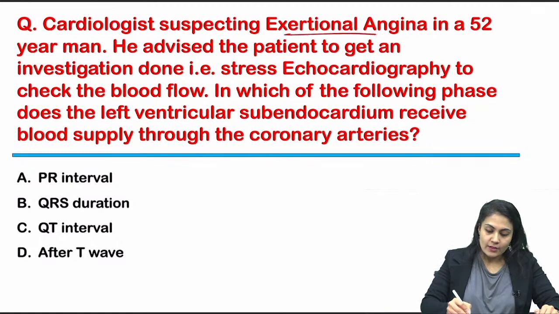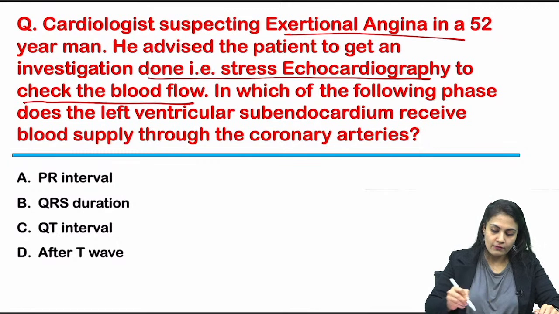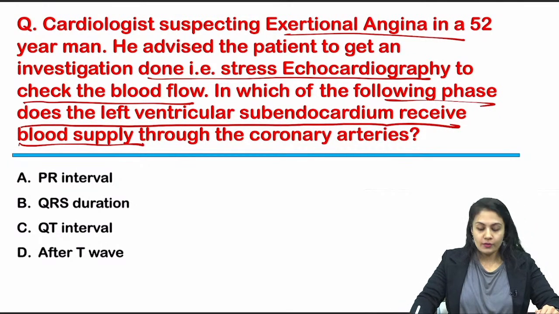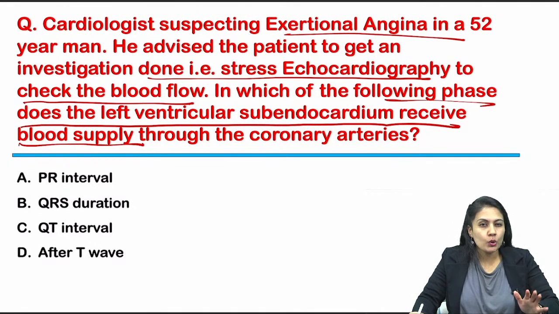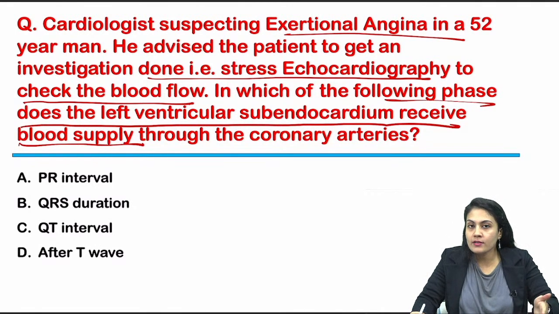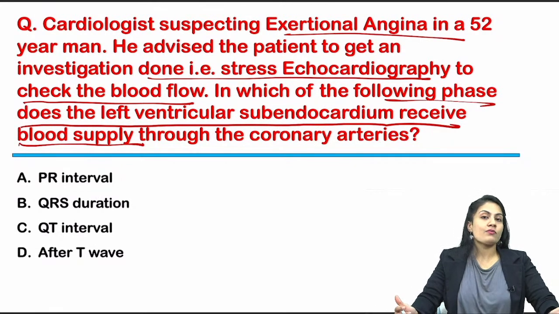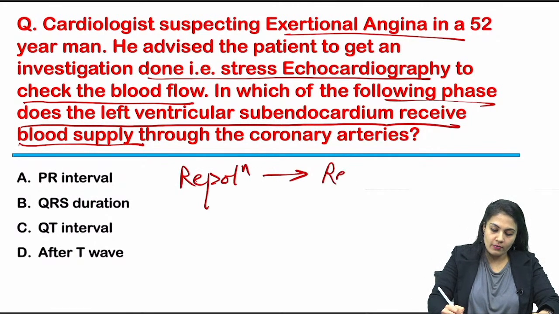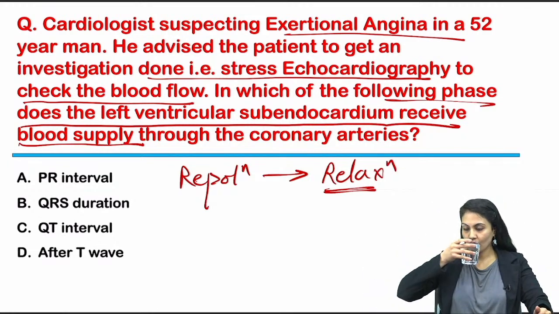A cardiologist suspecting exertional angina does a stress echo to check the blood flow. In the following phase, does the left ventricular subendocardium receive blood supply from the coronary arteries? They have given us the ECG waves. Even if you just know that the P wave is atrial depolarization, the QRS is ventricular depolarization, and the T wave is repolarization, repolarization will be followed by relaxation.